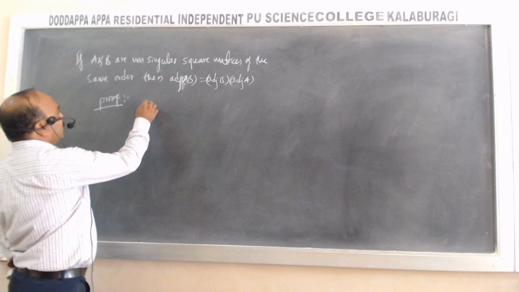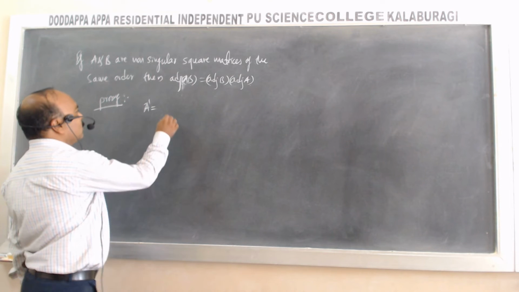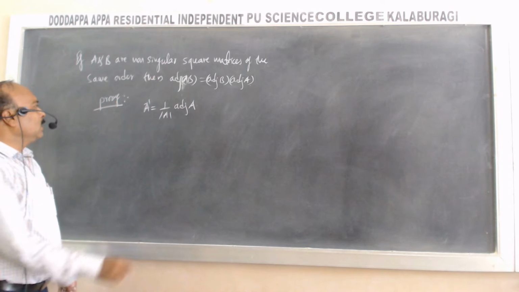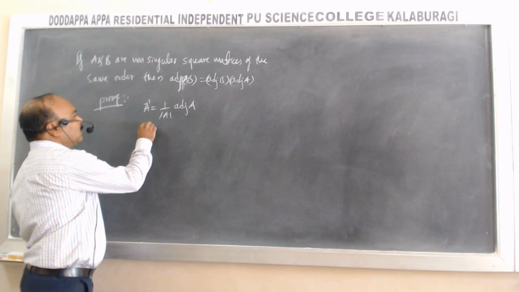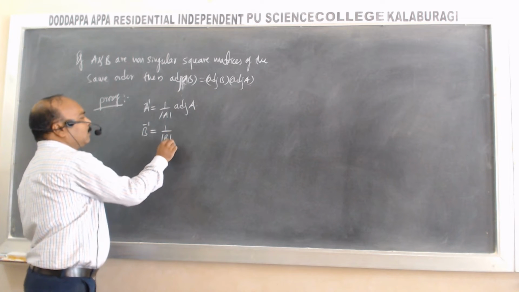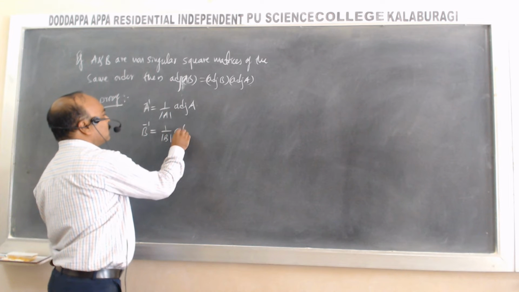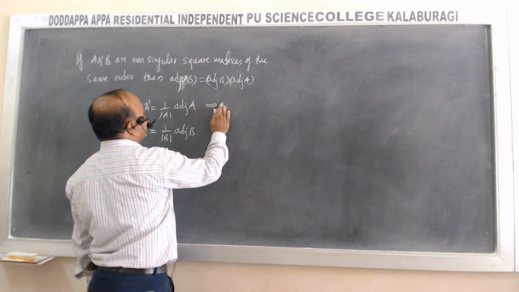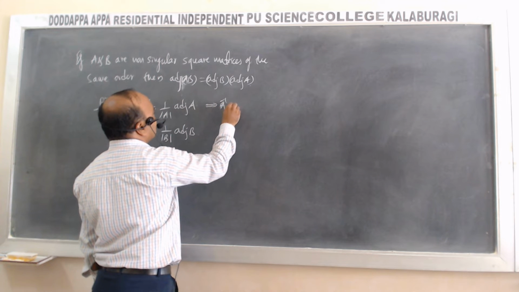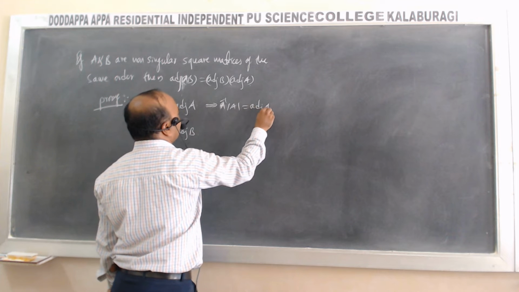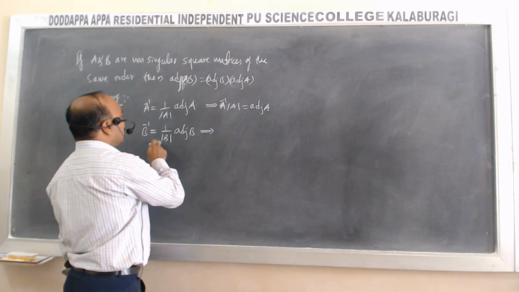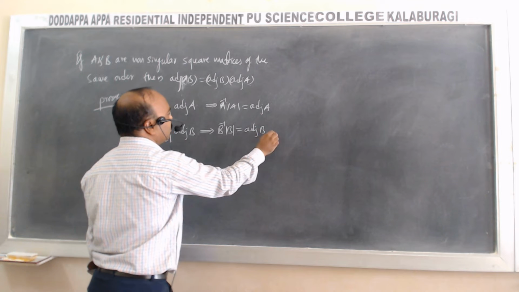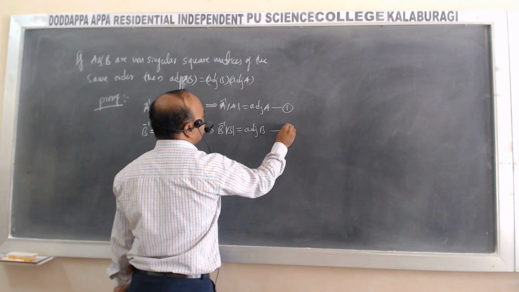Now we know that the inverse of the matrix is given by A inverse equal to 1 by determinant of A into adjoint of A. Similarly, for matrix B, its inverse is given by B inverse equal to 1 by determinant of B into adjoint of B. Now if we make cross multiplication, it implies A inverse into determinant of A equal to adjoint of A. Similarly, by cross multiplication, B inverse into determinant of B equal to adjoint of B. Now we call them equation number 1 and 2.